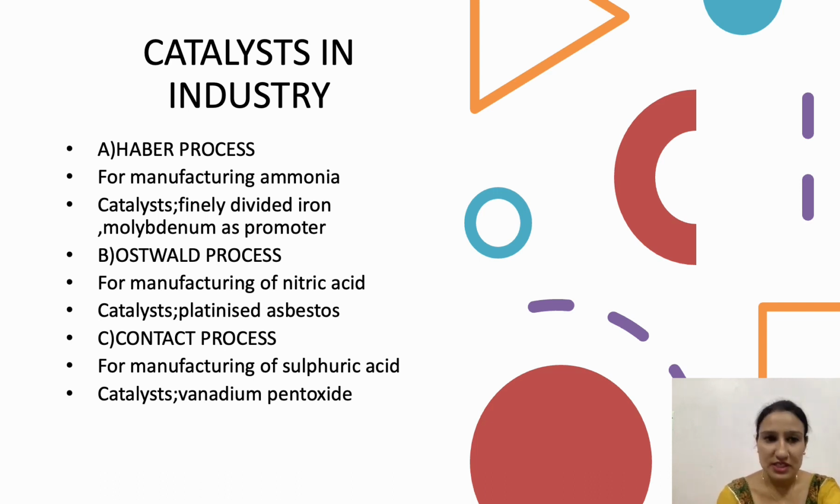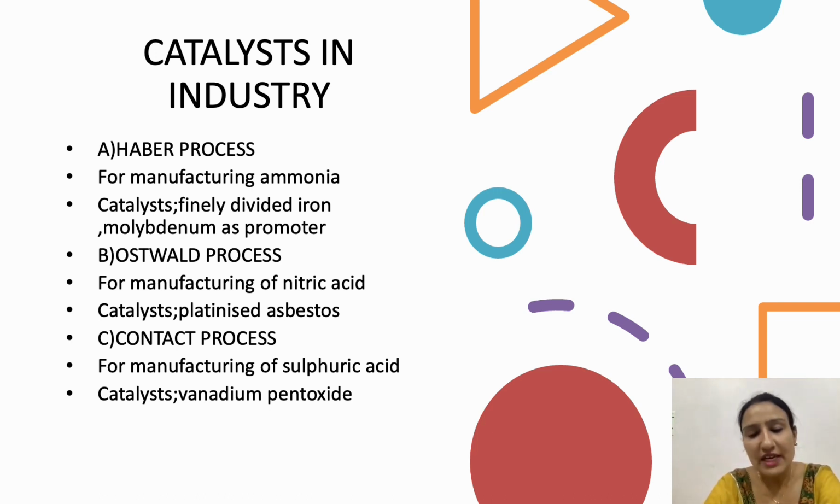In the Ostwald process, for the manufacturing of nitric acid, the catalyst is platinized asbestos. Third is the contact process, for the manufacturing of sulfuric acid, where we use the catalyst vanadium pentoxide. So catalysts are used in various industries for the formation of ammonia, nitric acid and sulfuric acid.